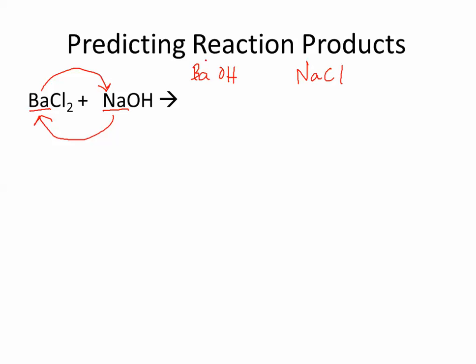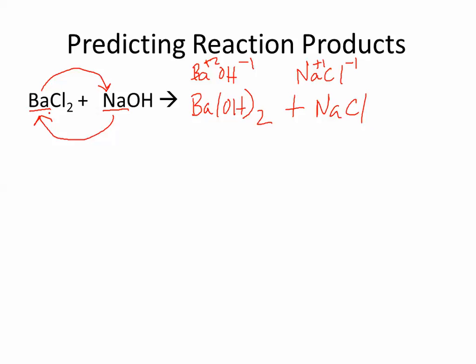Then you're going to have to look up the charges of these. Barium is in group 2, so it's +2. Hydroxide is -1. Sodium is +1. Chloride is -1. So let's write the formula. We get barium hydroxide plus sodium chloride.